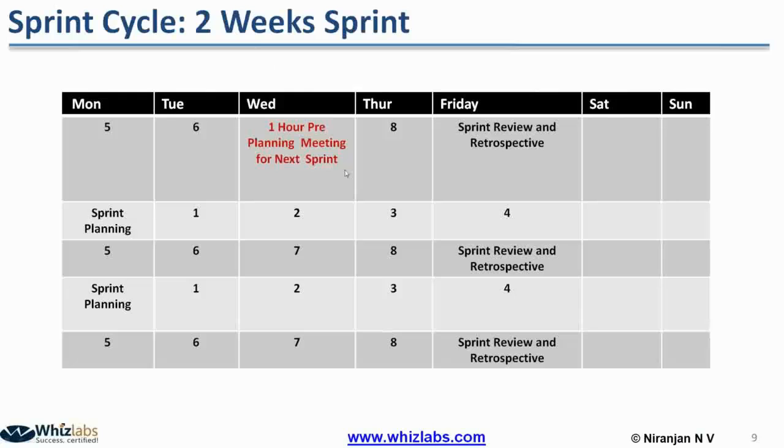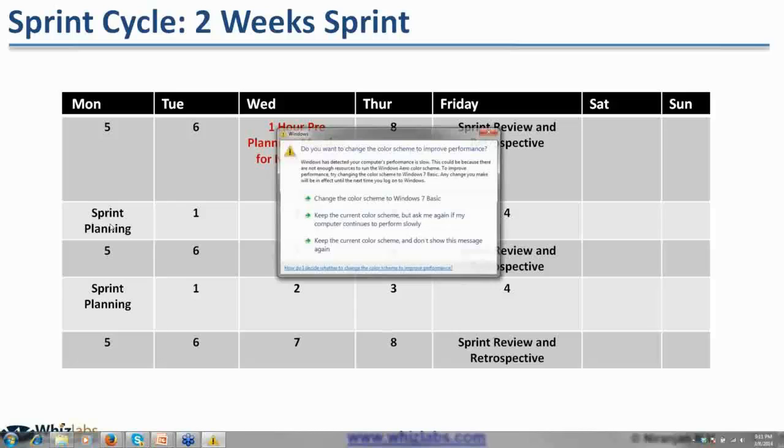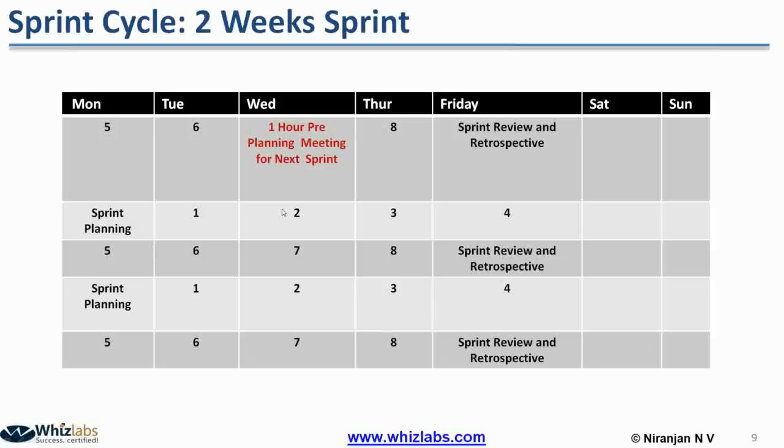Let us take an example of a 2-week sprint. Let us say the current sprint is getting over on Friday. Since this current sprint is getting over on Friday, the next sprint is going to start on next Monday. Then the next sprint will go for the next 2 weeks. If the sprint has to start on Monday, the sprint planning has to go smoothly.